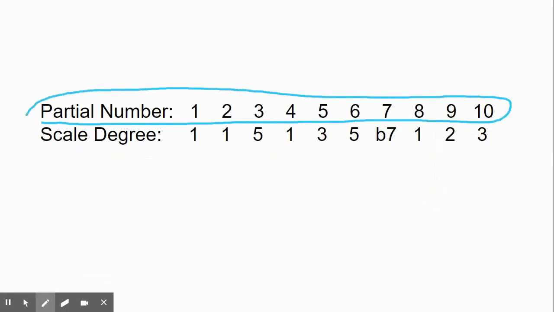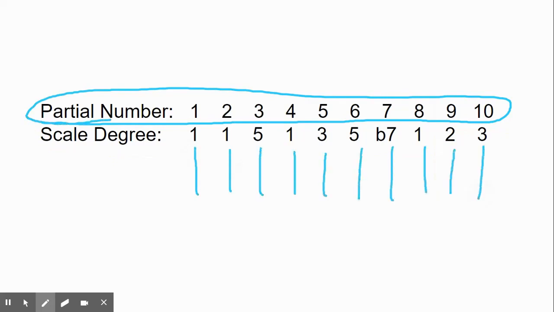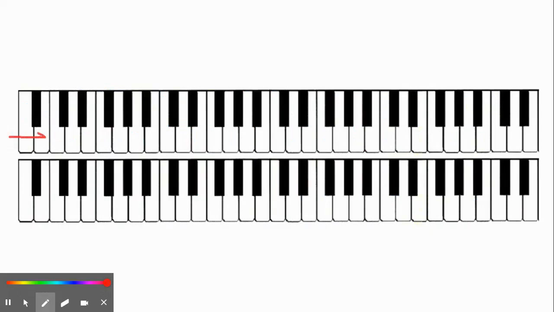So I'm going to number them 1, 2, 3, 4, 5, 6, 7, 8, 9, 10, and you will have to remember this part, the 1, 1, 5, 1, 3, 5, flat 7, 1, 2, 3. You have to remember that in relation to the partial number. So quick review, this top keyboard, I'm going to write the harmonic series partials by scale degree, and that's 1, 1, 5, 1, 3, 5, flat 7, 1, 2, 3.